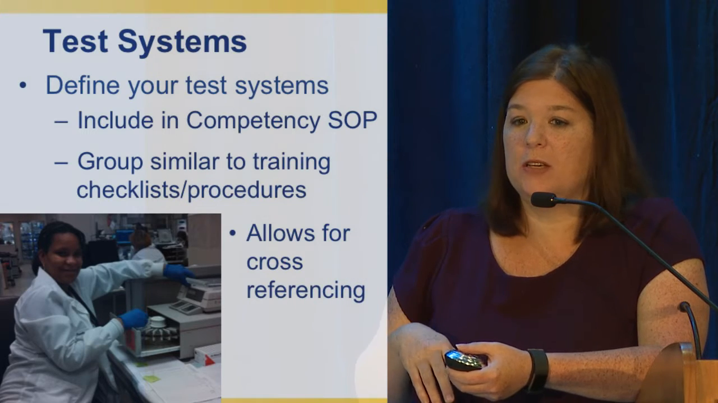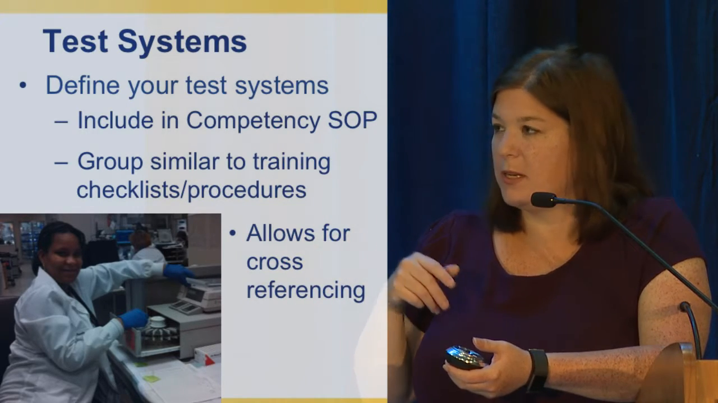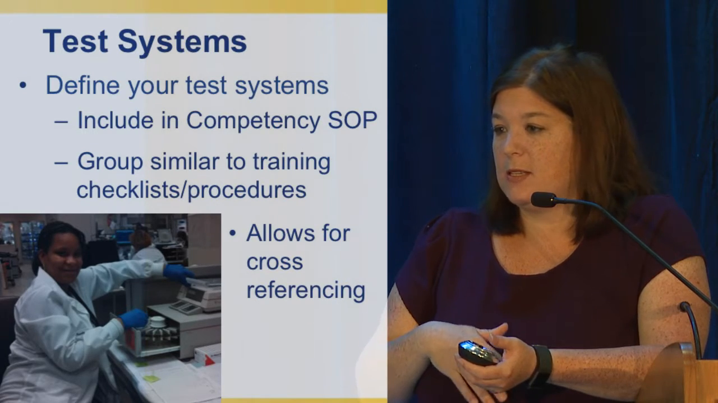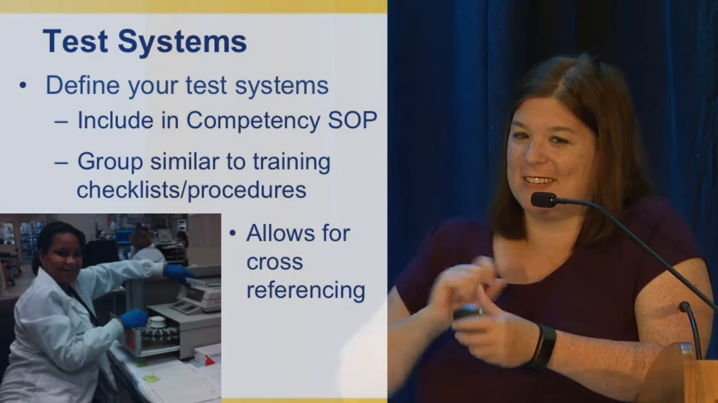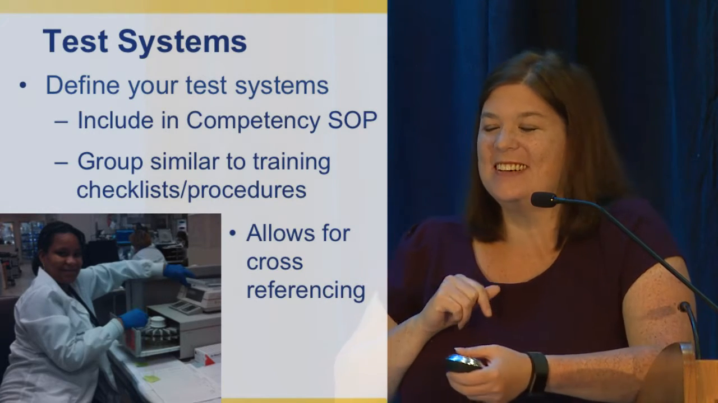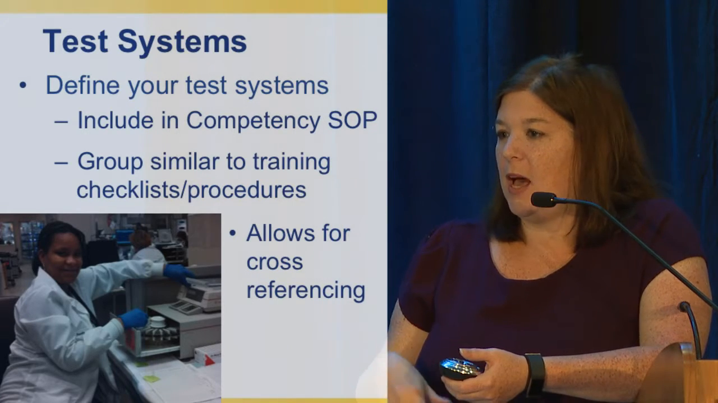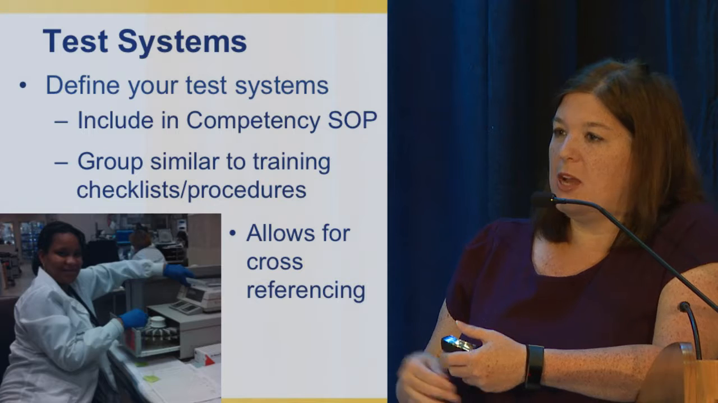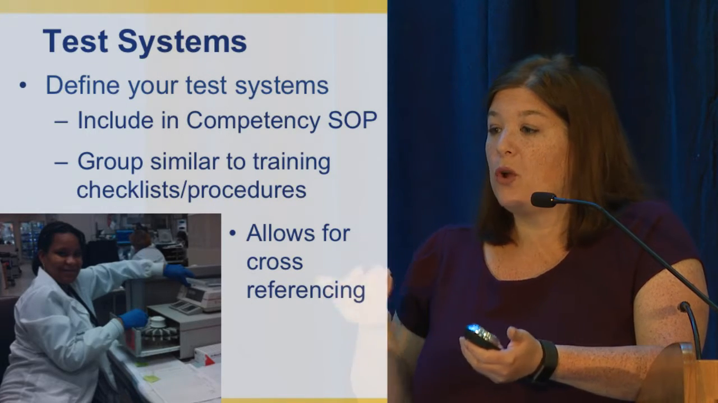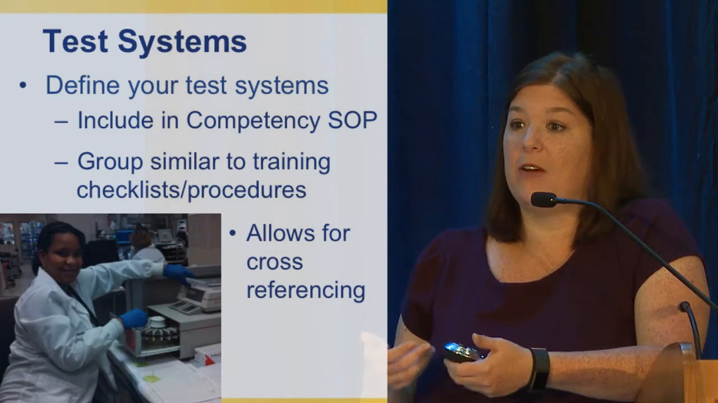We have automation, so that in itself is one test system for each instrument that we have. We have a reference laboratory, that is a separate test system. We have a test system called non-testing, so that's a fun one to do, especially for the blind samples. And then we have donor processing, and then the platelet lab and molecular lab as well. So I just basically grouped them based on how our procedures were already grouped.